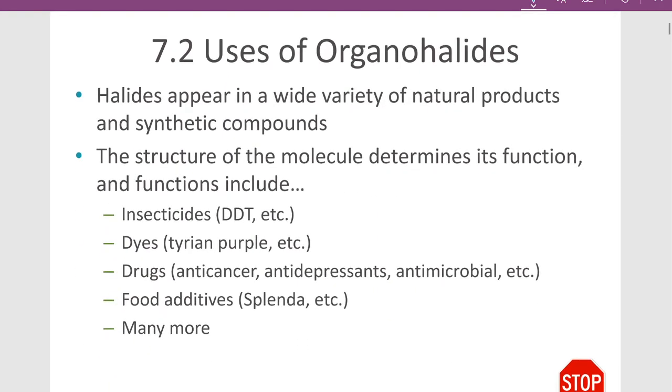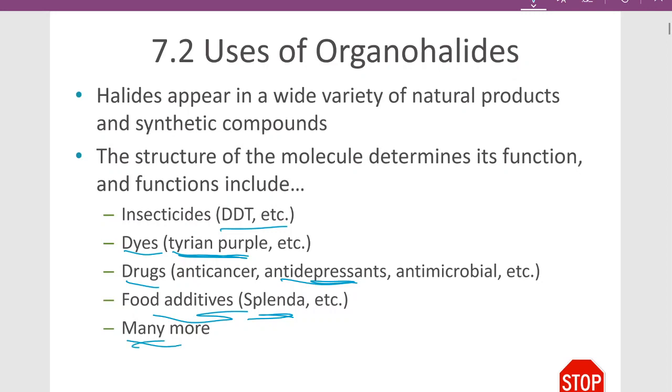Alright, so what are they used for? They appear in a wide variety of natural and synthetic products, insecticides, dyes. Tyrian purple is a natural dye that has a halogen on it. Drugs, such as anti-cancer drugs, antidepressants like Prozac has a fluorine on it. Food additives like Splenda has some chlorines on it, nasty looking stuff, and many more. Okay, so organohalides are everywhere.